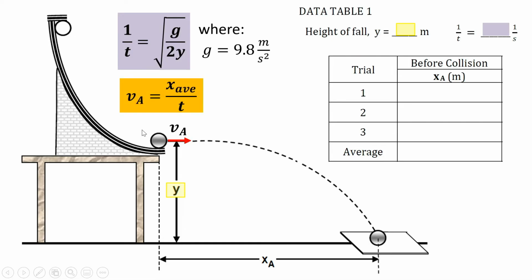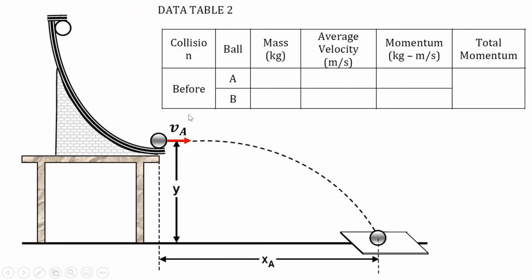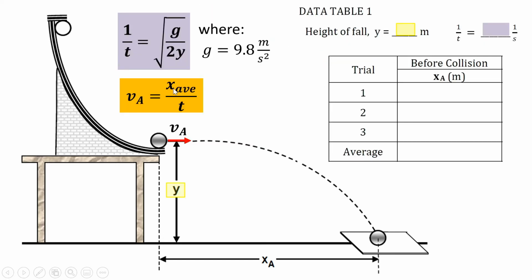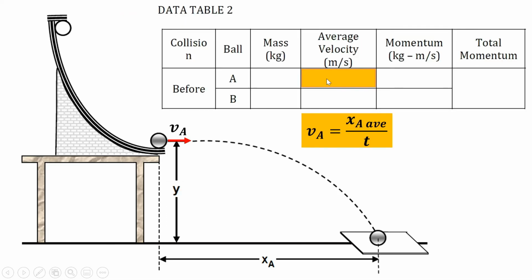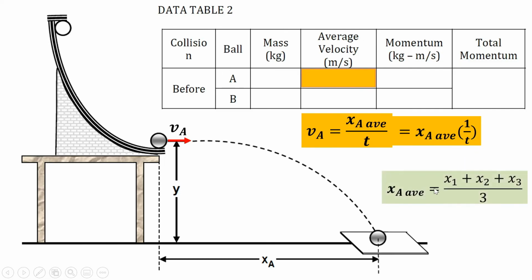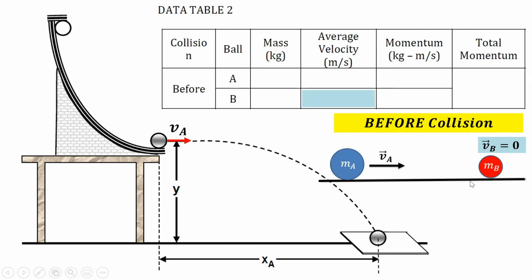Therefore, to get the velocity of our ball A, we will have x average divided by time, or it's just equal to x average times 1 over t. So once we get the velocity of our ball A, again, we can get it by multiplying the average range times 1 over t. And for ball B, we know the velocity of our ball B is equal to 0. So that will be 0 here.